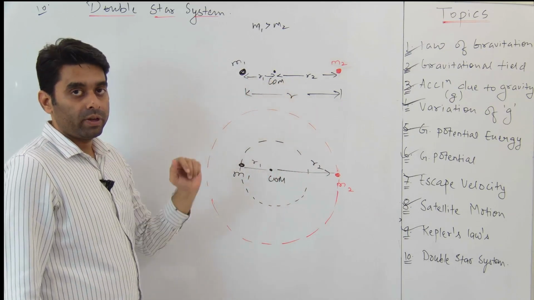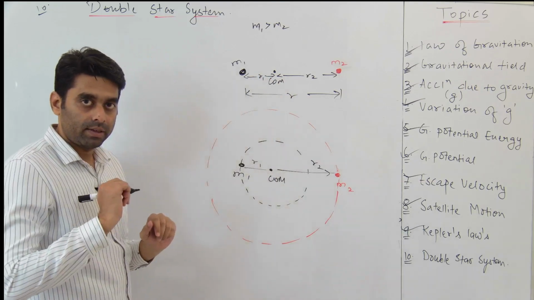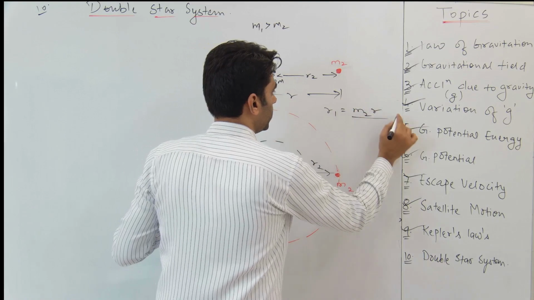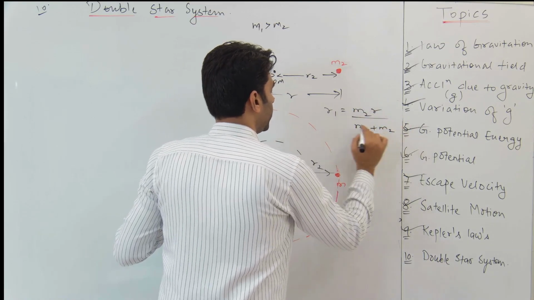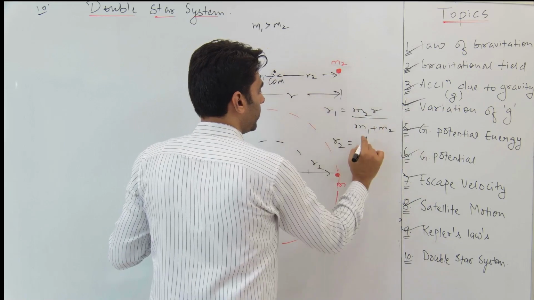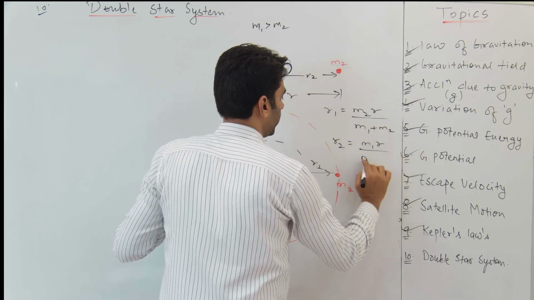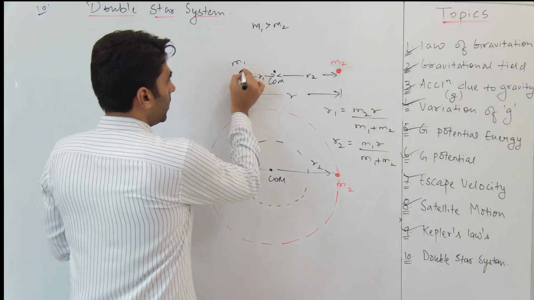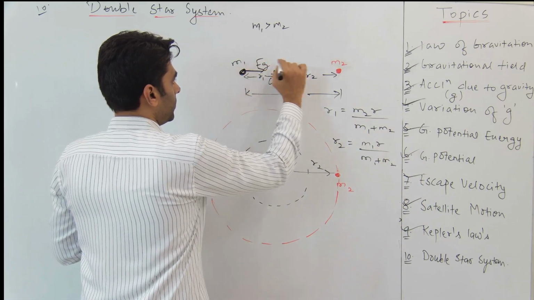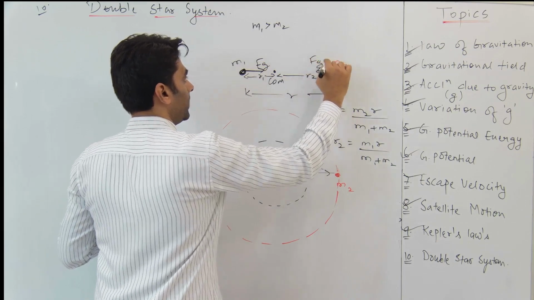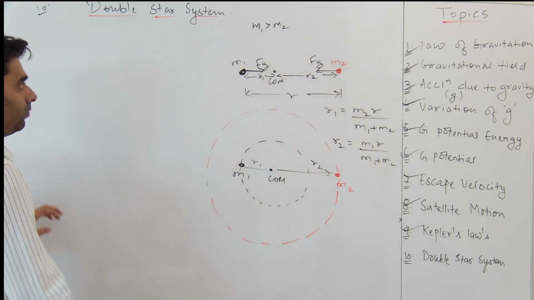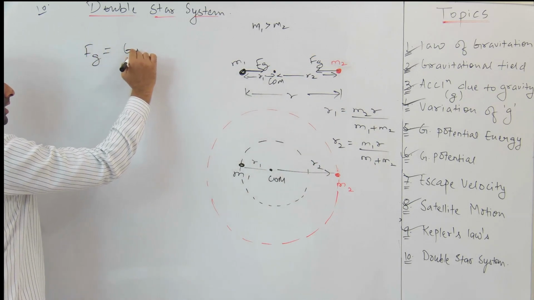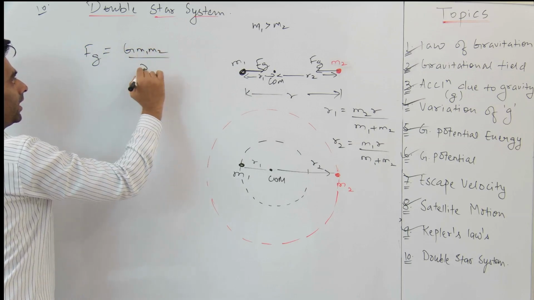R1 and r2 we can calculate. We know from our center of mass relations, r1 can be written as opposite mass by total mass, times the total distance. Similarly, r2 can be written with the opposite mass. For that it will be m1 r by m1 plus m2. Okay. Now these two stars are moving due to the gravitational force. Gravitational force is actually providing the necessary centripetal force for their motion. We know that the gravitational force between them will be G m1 m2 by r square.